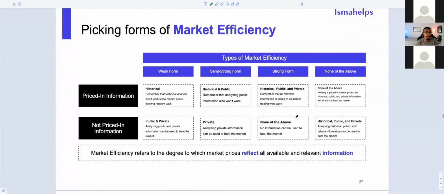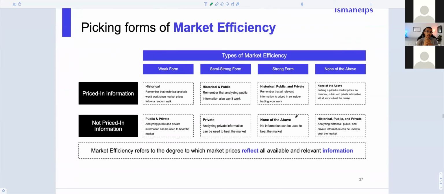So what I did here, by the way, so this is a different view that you could take on market efficiency. This is a different way to look at what's priced in and what's not priced in. What I did, as you can notice on this chart, is you have types of market efficiency. You have the weak form, semi-strong form, and none of the above. And what I did is I categorized this into 2 segments, okay?